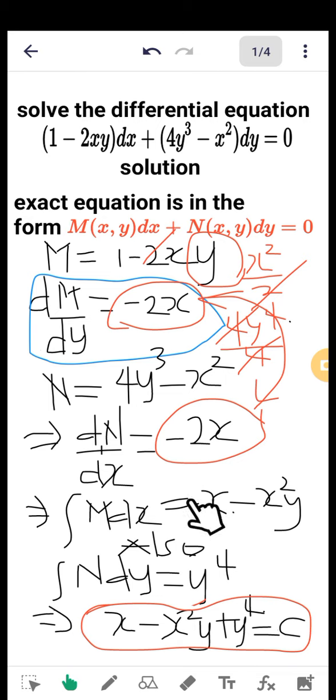Okay, so our general solution is given as this. We take the terms of the integral of M, which is x − x²y. Then we take the term of the integral of N, which is y⁴. Then we add them together, then we equate it to a constant. Thank you very much.